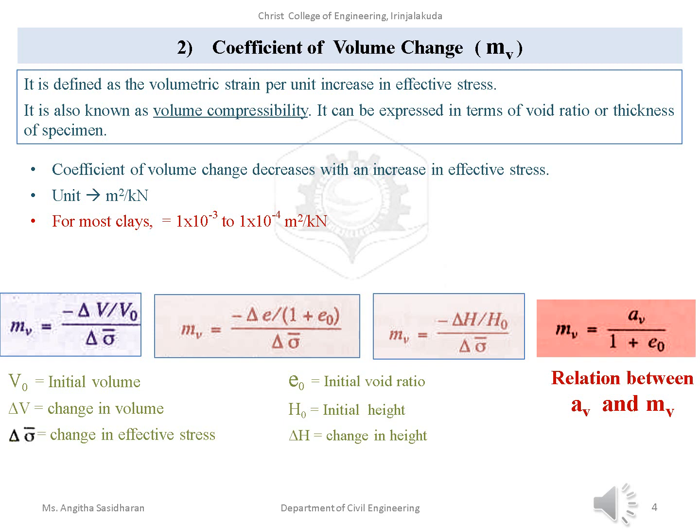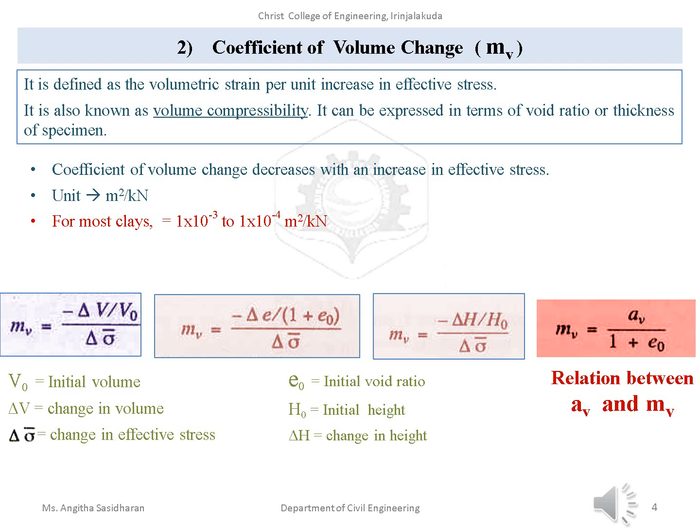Next is the coefficient of volume change, m_v. It is defined as the volumetric strain per unit increase in effective stress. Mathematically, it is delta V divided by V0, divided by delta sigma bar: the change in volume divided by the original volume. The volume is decreasing as time moves, which is represented as negative, so m_v is equal to minus delta V by V0 divided by delta sigma dash.